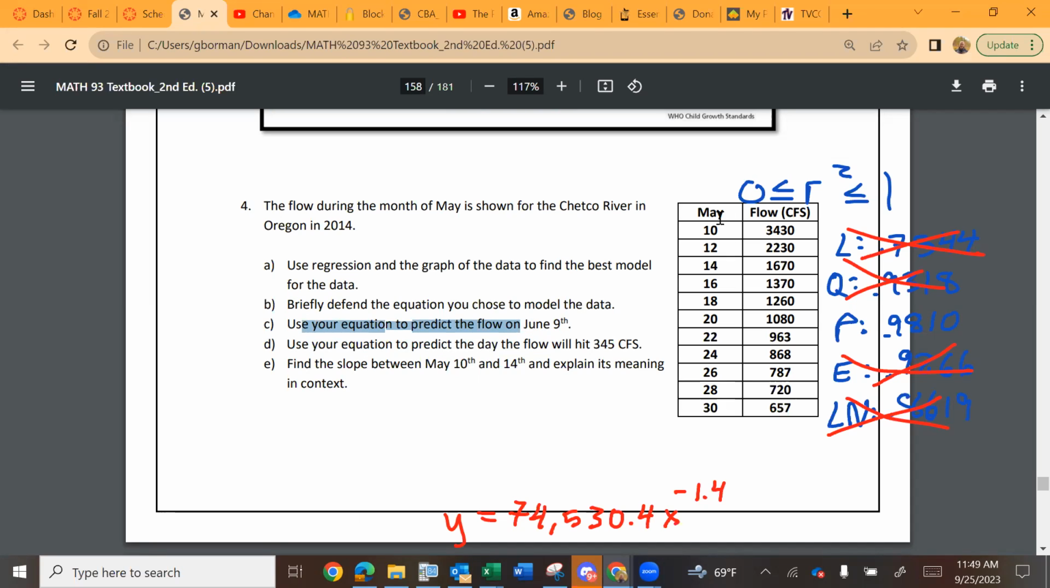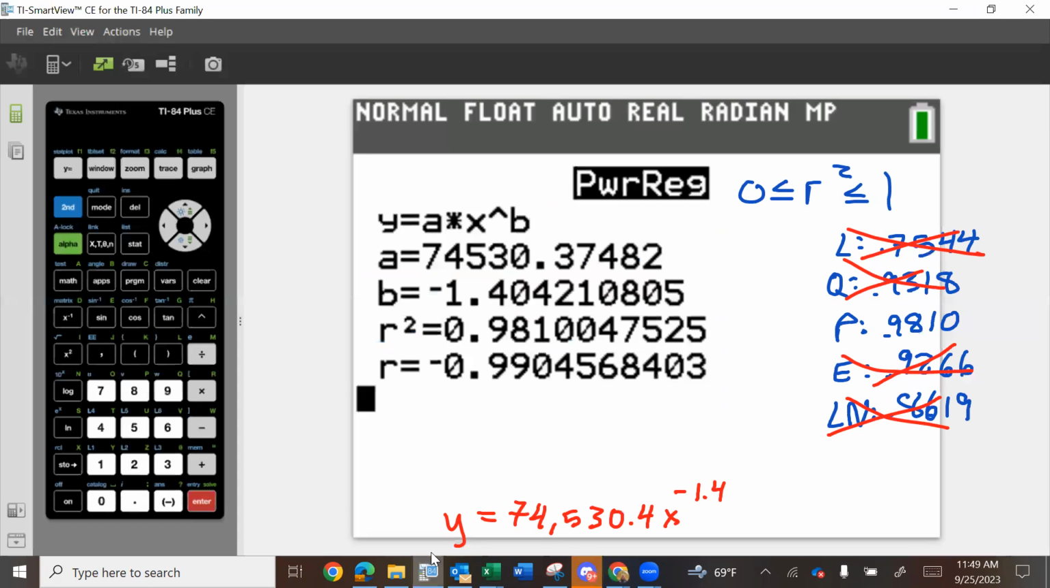June 9th. Okay, well, this is May 10th, May 12th, and so on. So June 9th, that's going to be, let's see, May has 31 days. And so 9 days after that in June is going to be day 40. Okay, so day 40 is going to be June 9th because day one is May 1st.